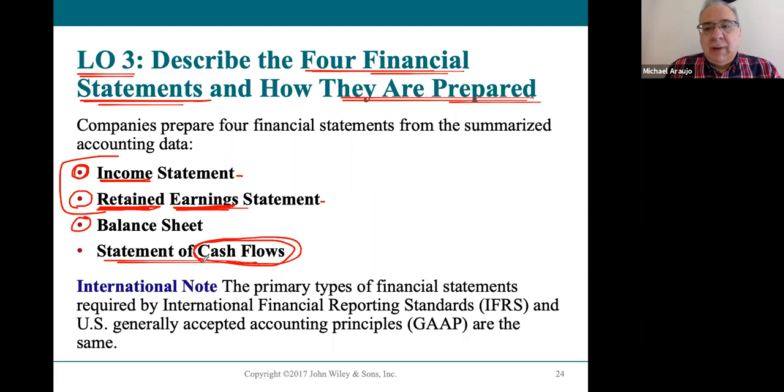And so it's a very specific statement. It just follows cash. Okay, it just follows cash and the cash flow in and out of the company. So this we deal with in, it's introduced, it's an important statement. So it's introduced here, but it's not emphasized until next class, the next course.